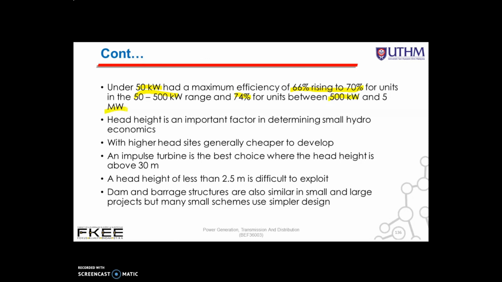To determine the economics of small hydro, the important factor is the head height. With higher head size, it is generally cheaper to develop. For these types of hydropower, the impulse turbine is the best choice where the head height is above 30 meters. However, if the head height is less than 2.5 meters, it is very difficult to exploit.